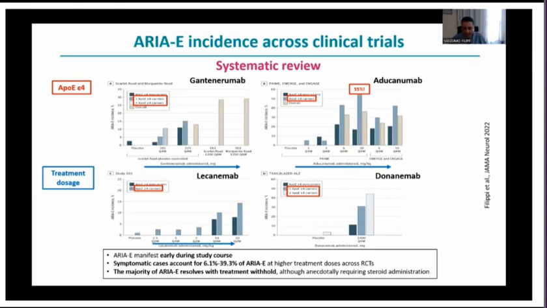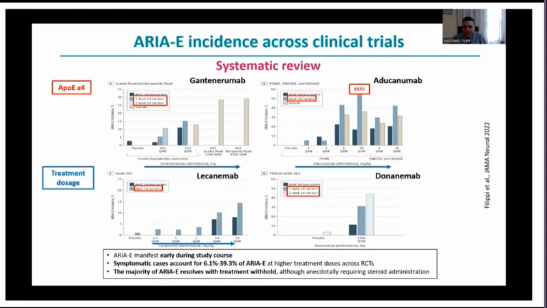At any rate, symptomatic cases account for a minority of events across all the randomized clinical trials, and the majority of ARIA resolves with treatment withhold. So meaning in general that ARIA-E manifests early during the course of the disease.